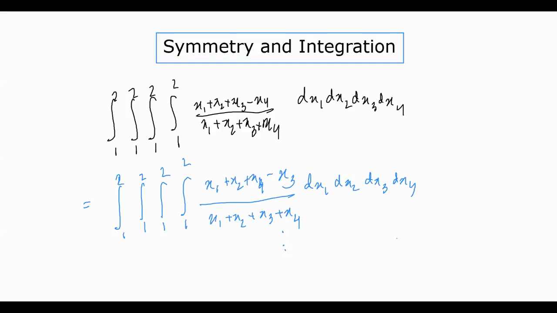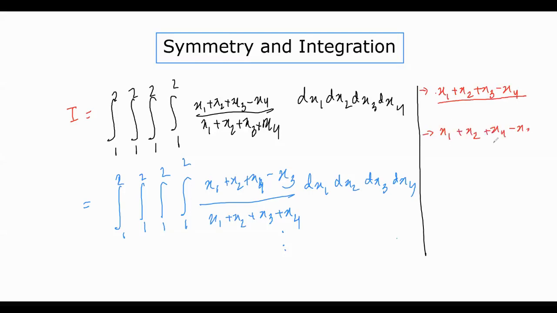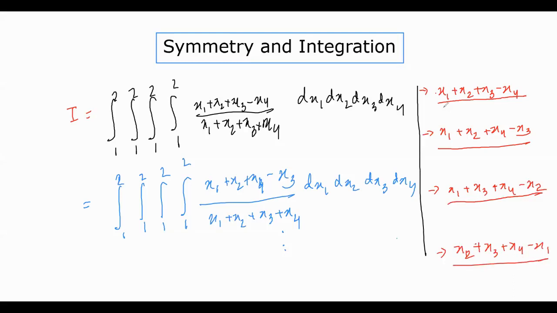So let's see what we get. It's equal to I. I am writing the numerator part: x1 plus x2 plus x3 minus x4. Another one is x1 plus x2 plus x4 minus x3. Another one is x1 plus x3 plus x4 minus x2. Another one is x1 plus x2 plus x3 plus x4 minus x1, all over the same x1 plus x2 plus x3 plus x4.